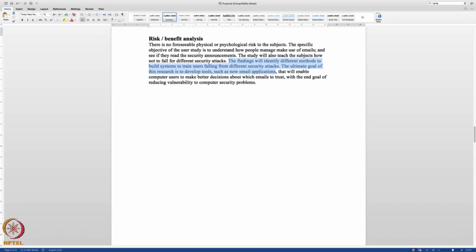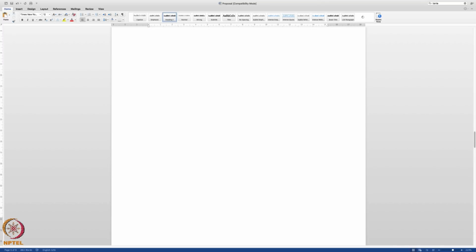The ultimate goal of this research is to develop tools such as new email applications. Right? So that's the kind of explanation that you're giving about what the benefits are.